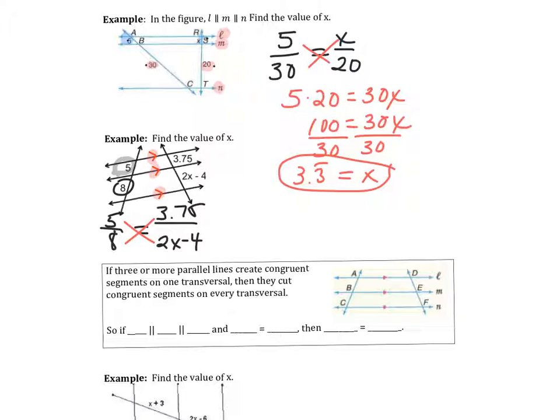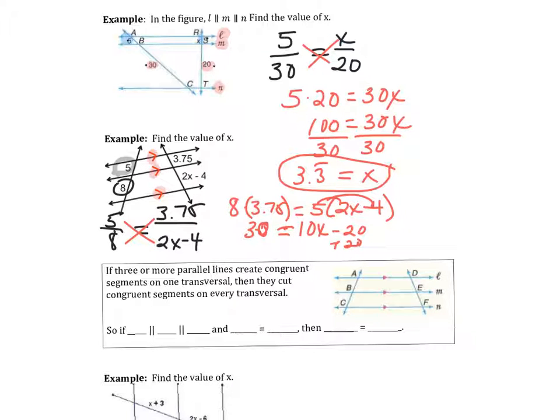Again, working on our cross product, so I've got 8 times 3.75, I'll put that in parentheses, is equal to 5 times the quantity 2x minus 4. So let's see, 8 times 3.75 gets us to 30. And over here I've got 5 times 2x is 10x, and then minus 20.